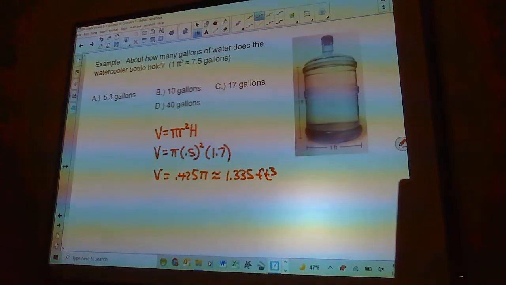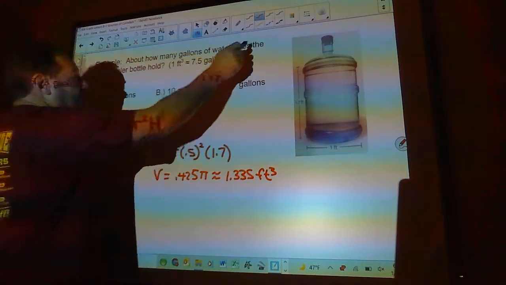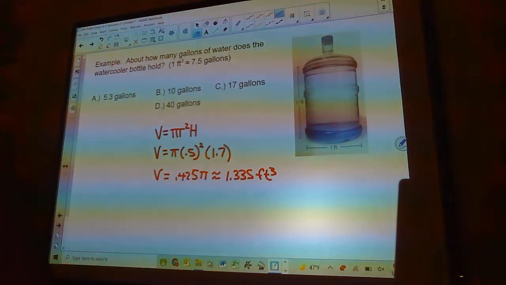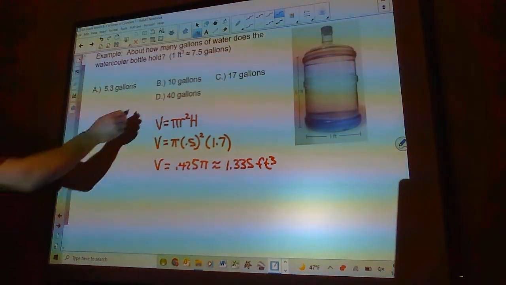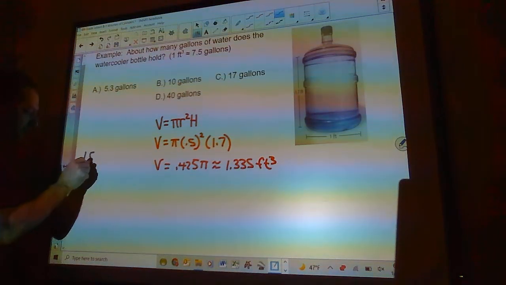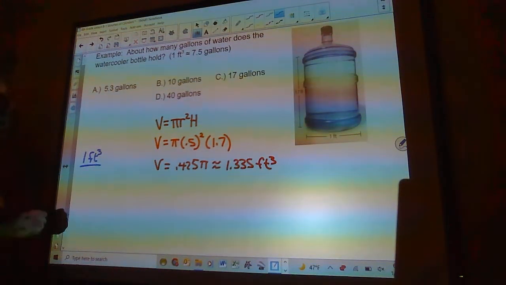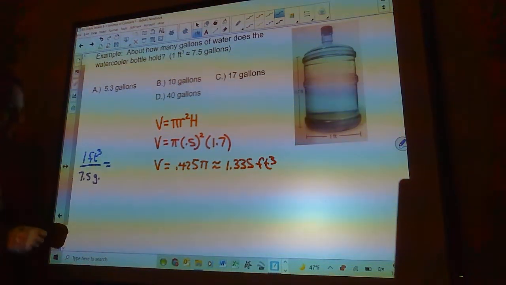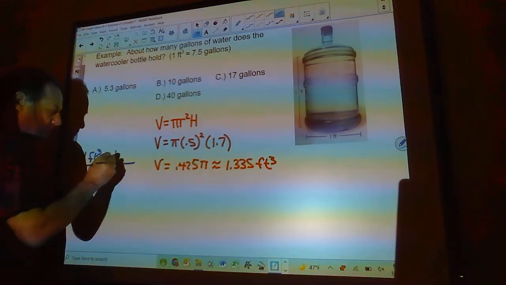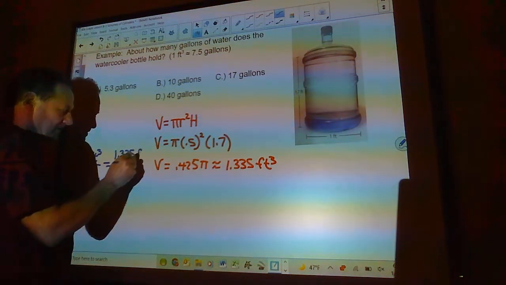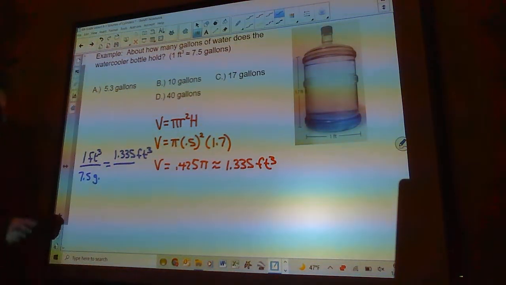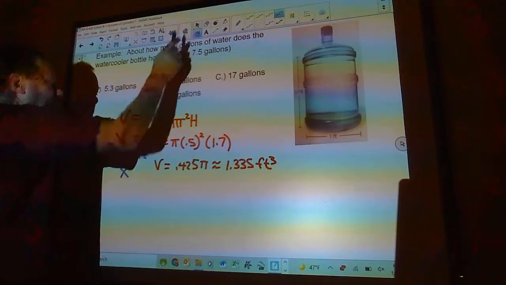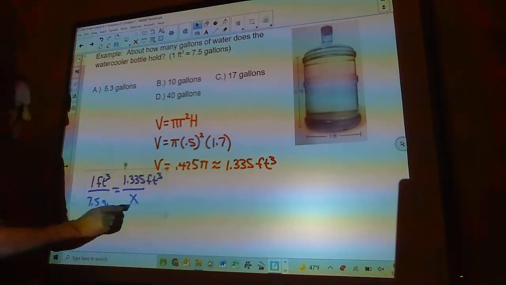Now I've got to solve how many gallons this is. So I have a proportion here. 1 cubic foot is approximately 7.5 gallons. So I'm going to set up a proportion. This is cubic feet, so 1.335 has to go on top here because the cubic feet are on top here. There's what I'm going to figure out.